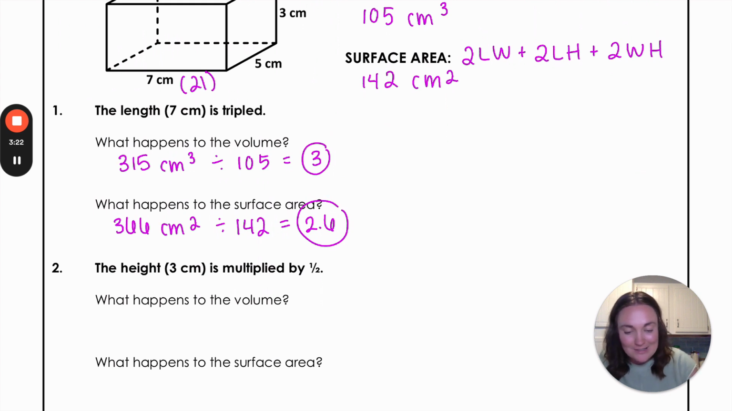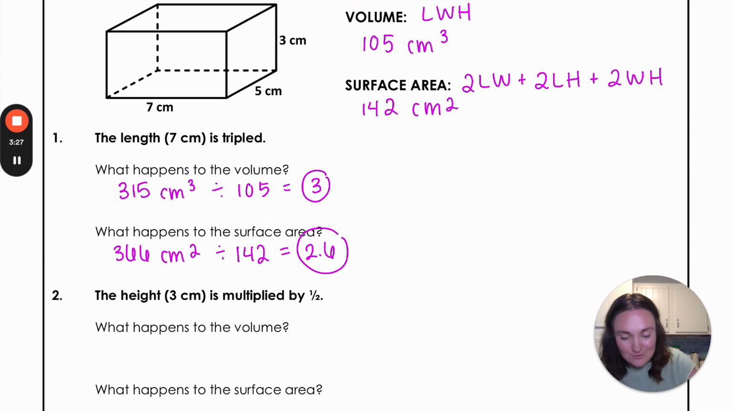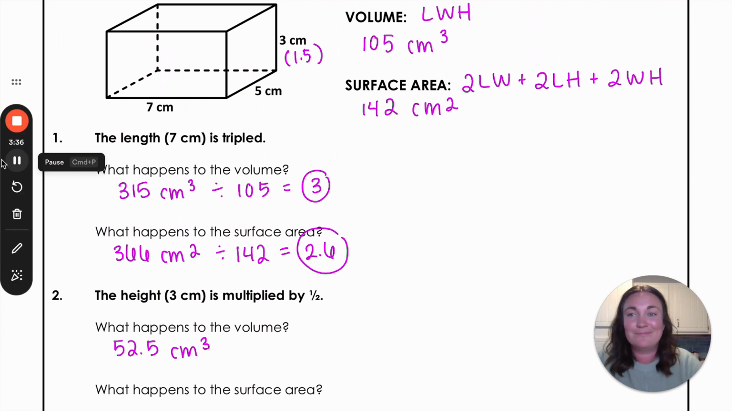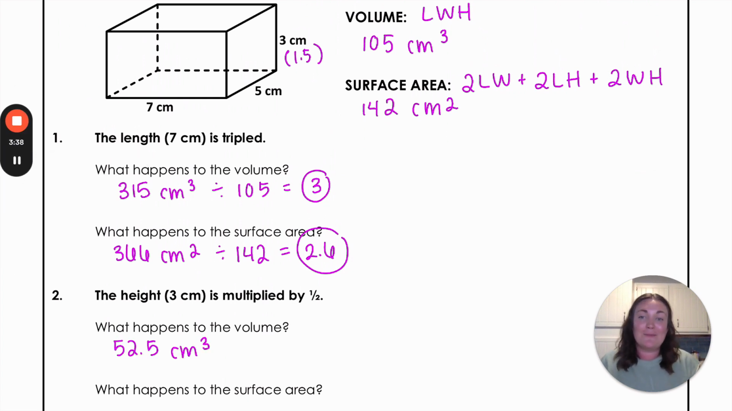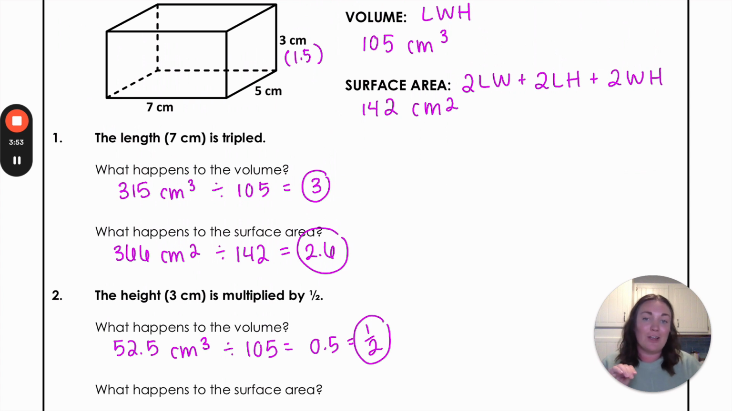All right, so now let's see what happens when we're multiplying by a fraction instead. So now, again, starting from scratch, we're only changing one thing at a time. We're going to take that height of 3 and we are going to multiply it by 1/2. So we're changing that 3 into 1.5. So let's calculate that volume with that new height. And we get 52.5 centimeters cubed. Now again, if I take that new volume and I divide it back by the original 105 that we had, this time I get 0.5, which is the same as 1/2. So that volume is half of the original volume, just like that height is half of the original height.